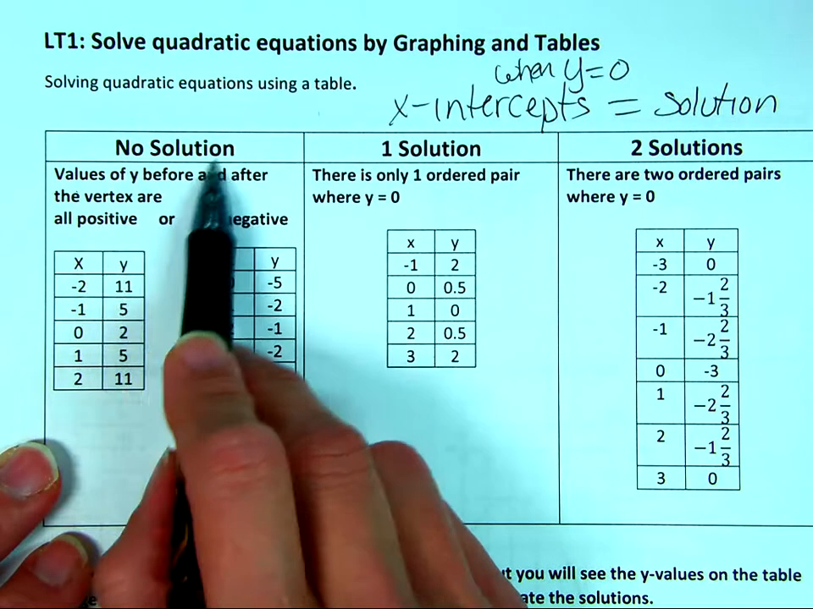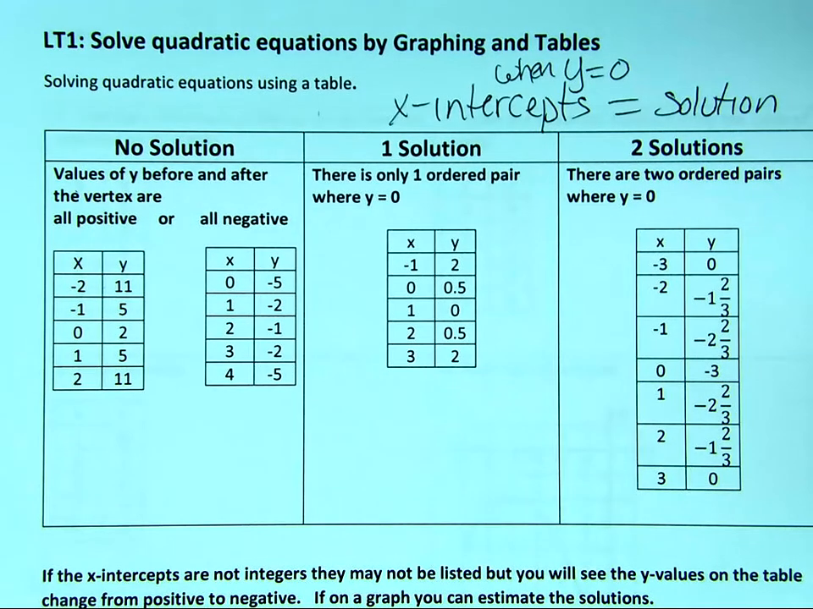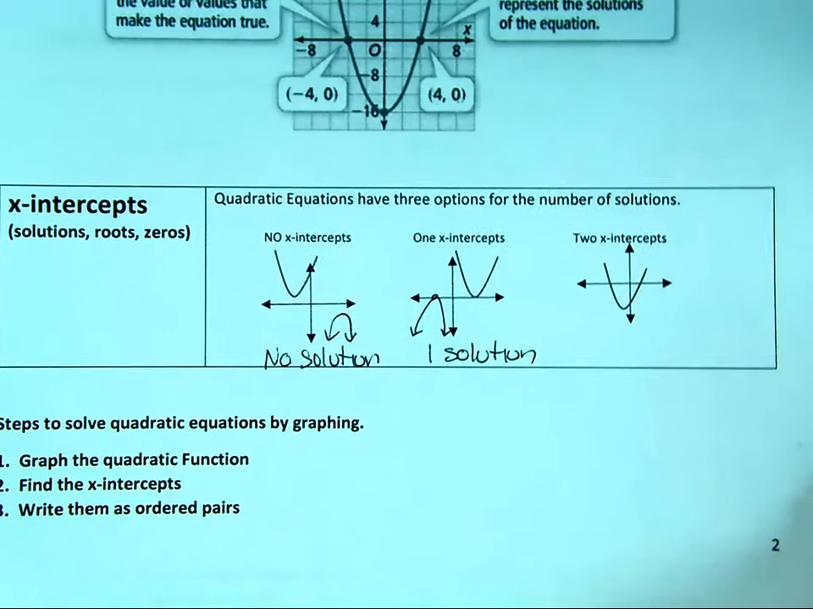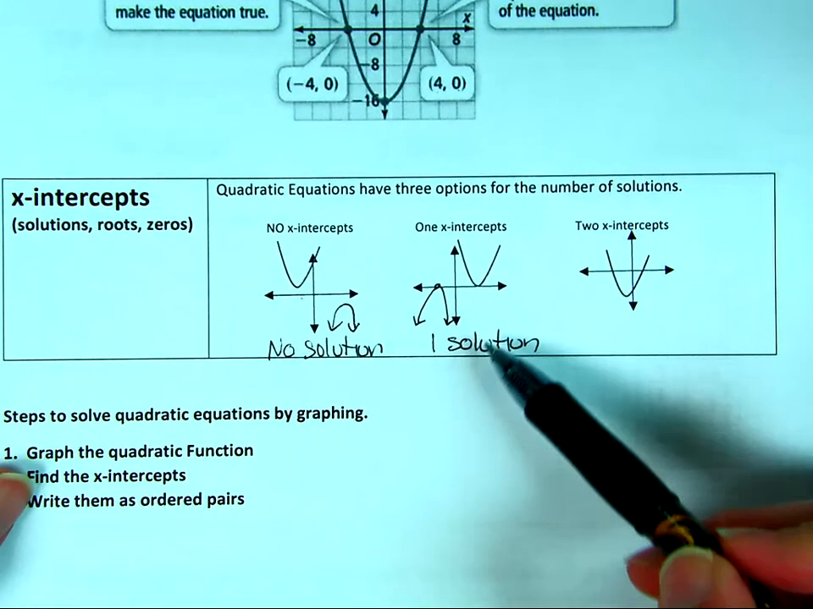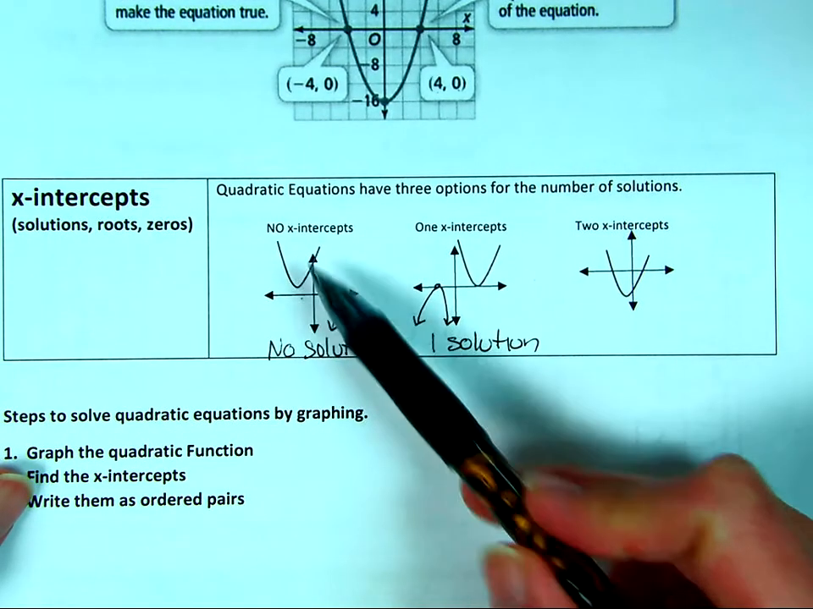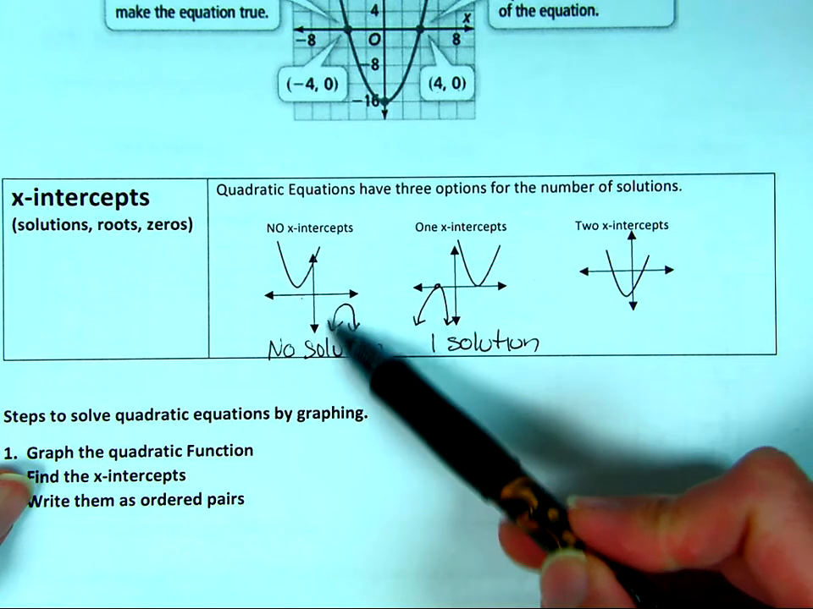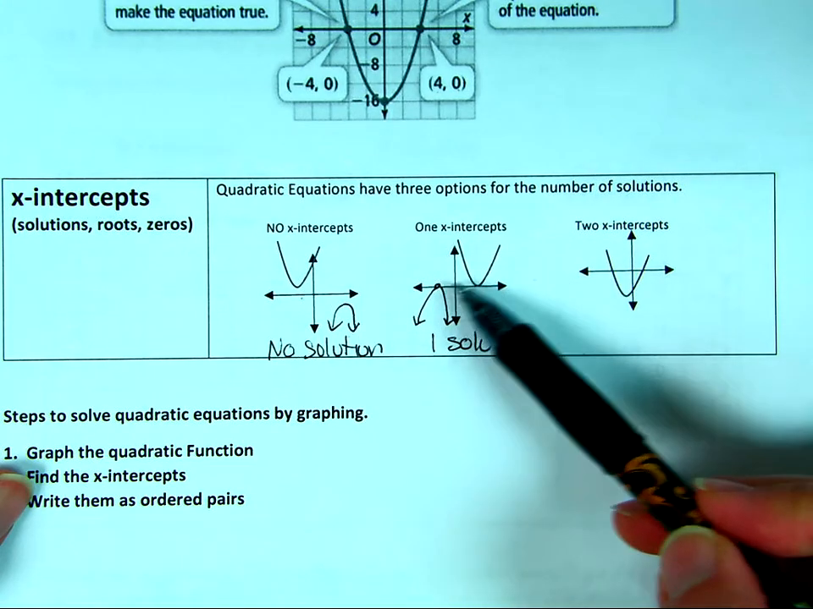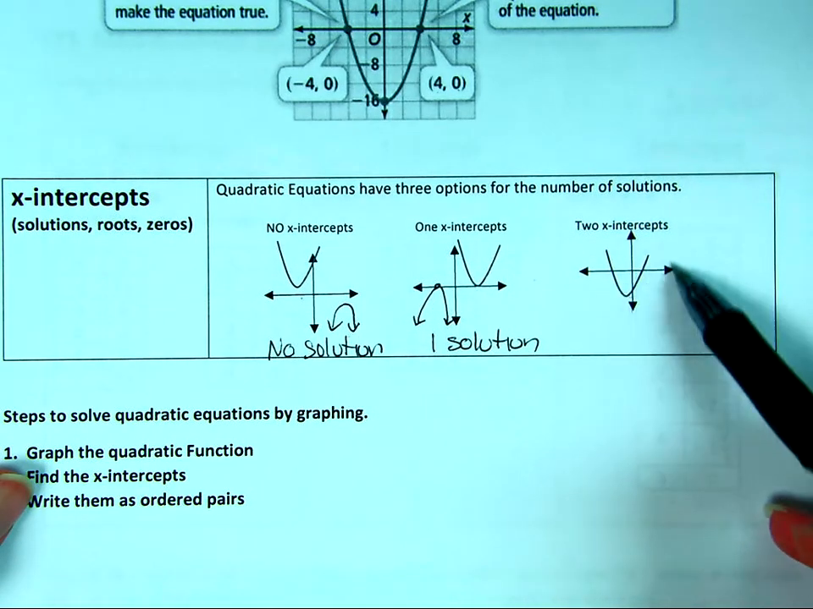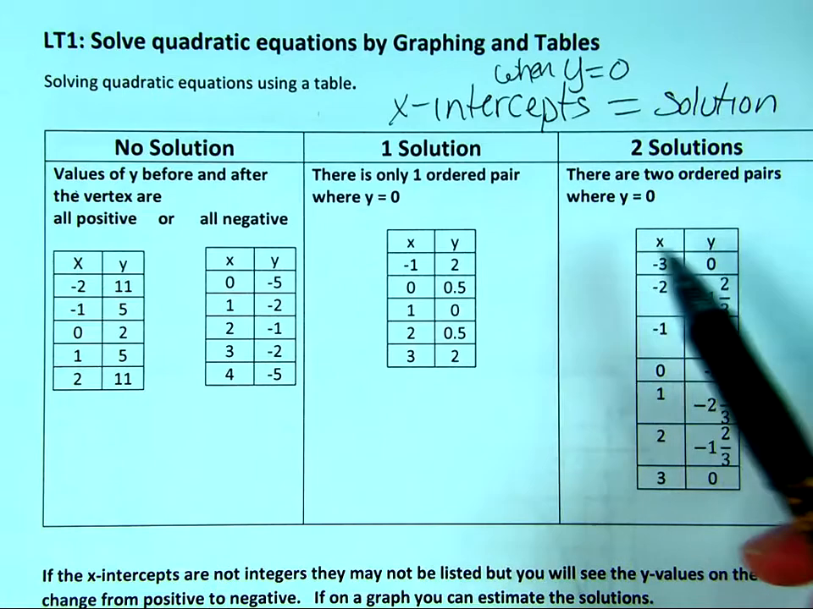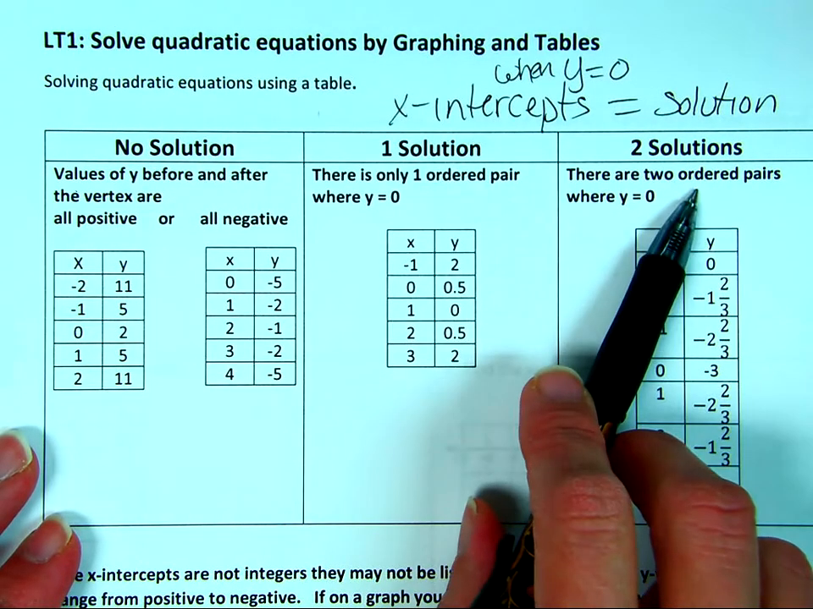Remember from the previous talk that either we get no solution because the parabola opens up and never touches the x-axis at all, or opens down, or we have one solution where it just touches it and goes back up, or it has two x-intercepts or two solutions. Remember those three things, because now we have the same thing, but with tables.